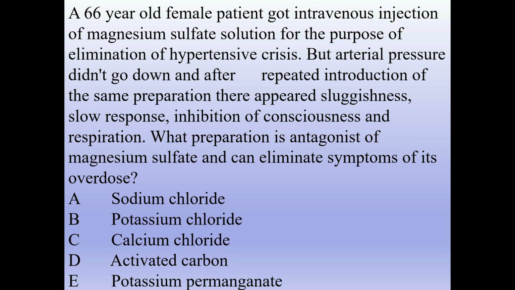A 66-year-old female patient got an intravenous injection of magnesium sulfate solution for the purpose of elimination of hypertensive crisis. But arterial pressure didn't go down, and after repeated introduction of the same preparation, there appeared sluggishness, slow response, inhibition of consciousness and respiration. What preparation is an antagonist of magnesium sulfate and can eliminate symptoms of its overdose? Please remember as a rule that the antagonist of magnesium sulfate is calcium chloride.